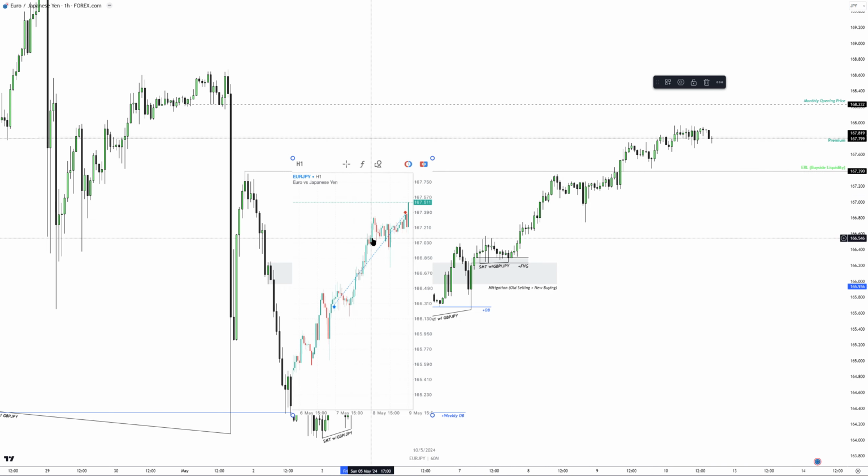Now I hope you took something away from this trade breakdown, higher time frame analysis, going into the weekly chart, going to the daily chart, and then executing on the hourly chart with that higher time frame premise in mind.